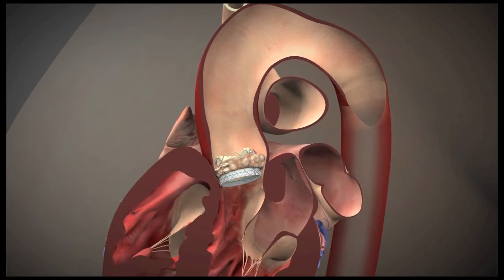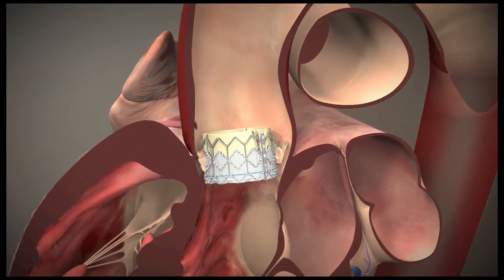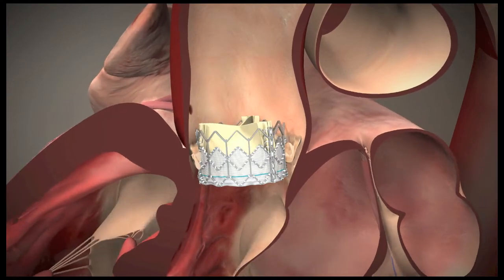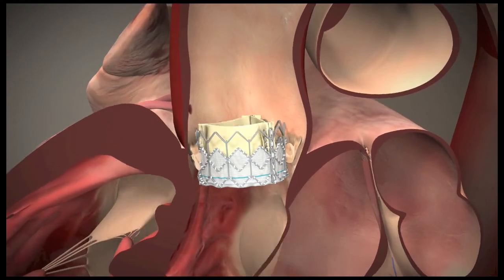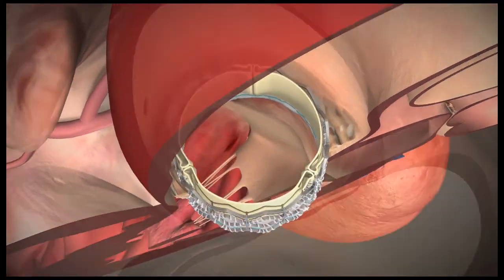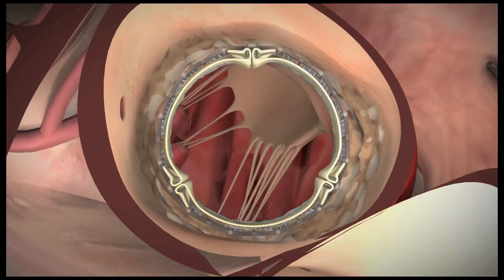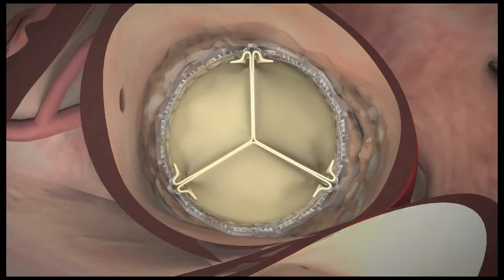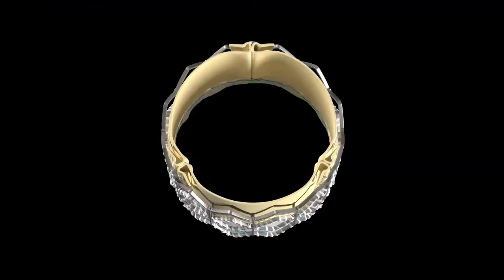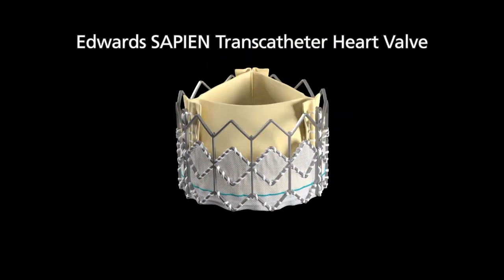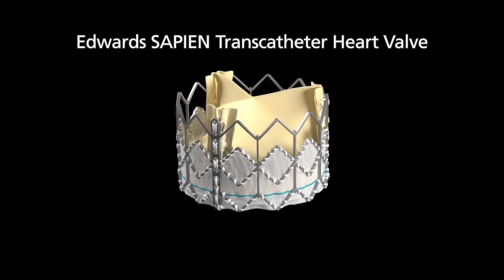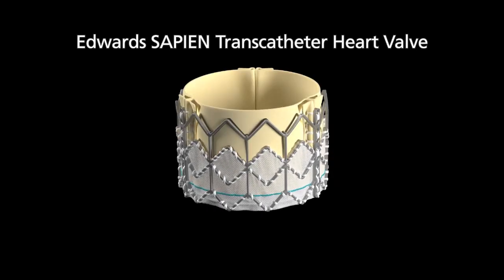In general, at that very moment, the restriction to blood flow is ameliorated and normal hemodynamics, or normal blood pressure, ensue. And as you can see in the animation, the valve looks very much like a surgically implanted valve. Our results have been awesome with this valve. We've had 100% procedural success, and patients have generally done very, very well.